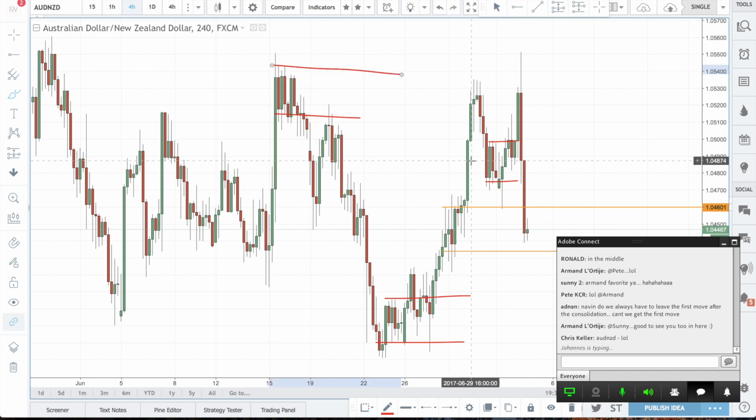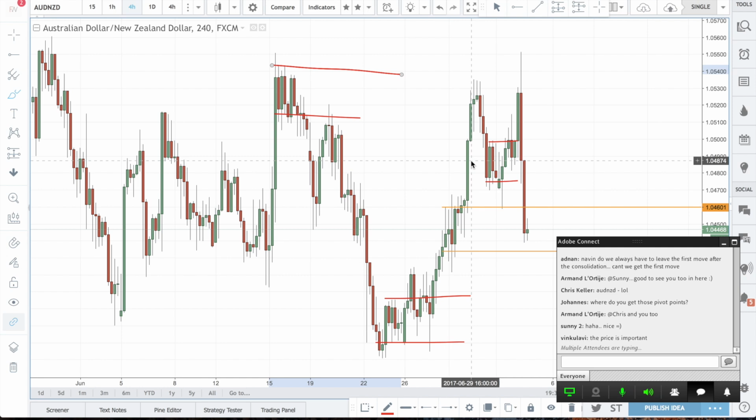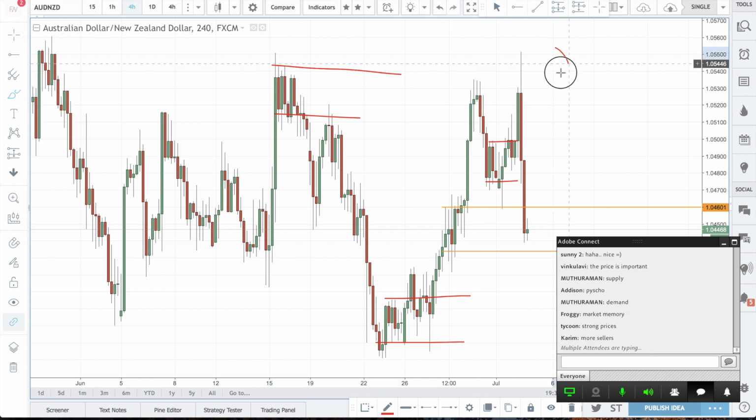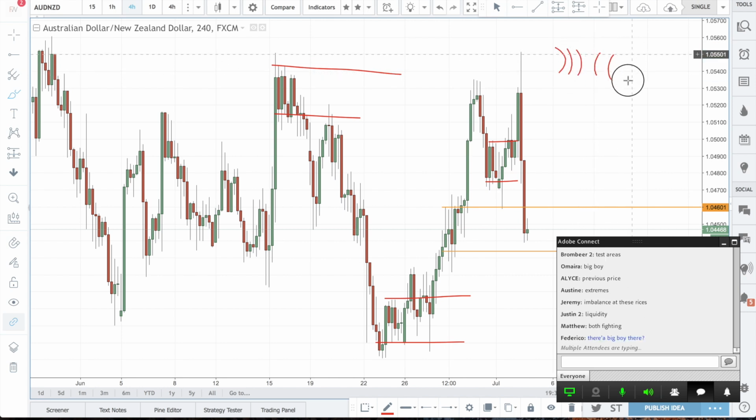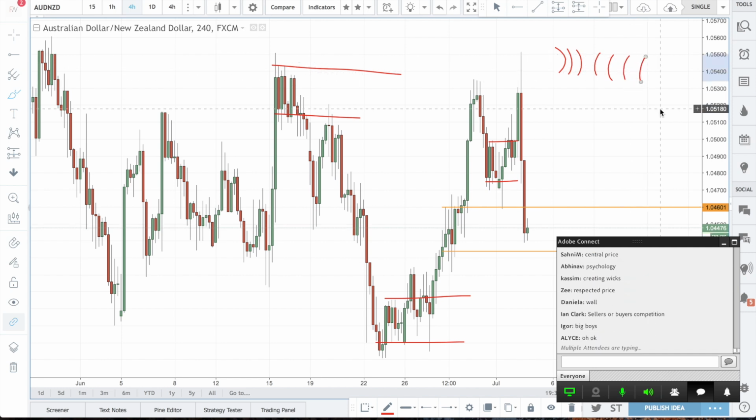Now, why do prices bounce from these ranges? Let's answer that question first. Why do prices bounce from these ranges? There was power there. People remember those powers.